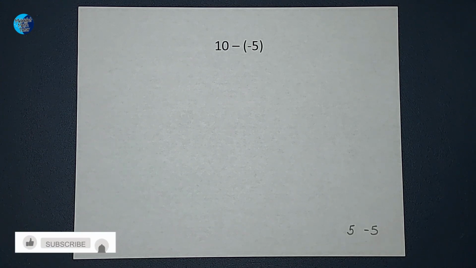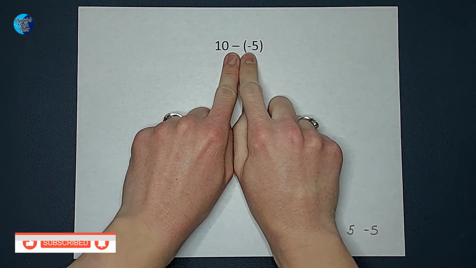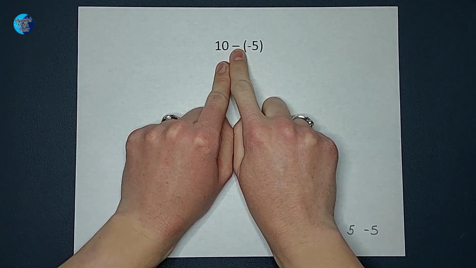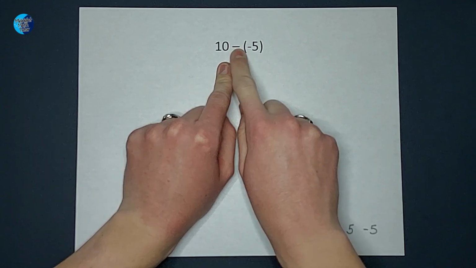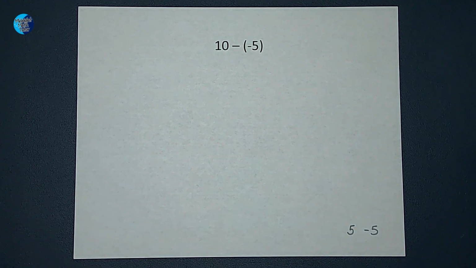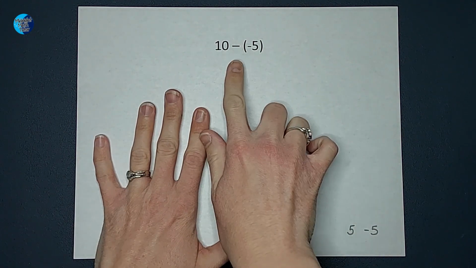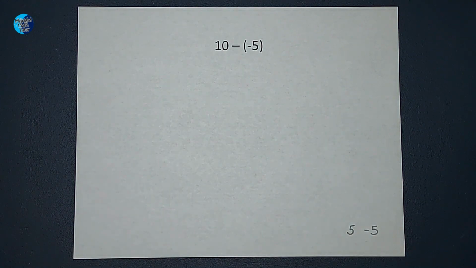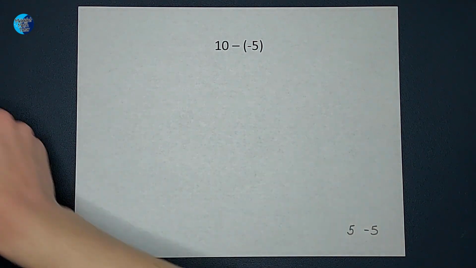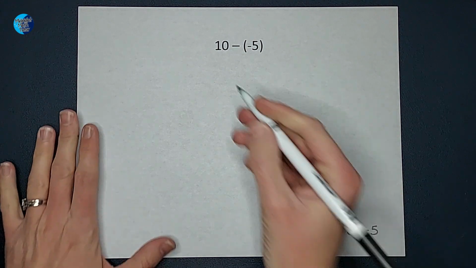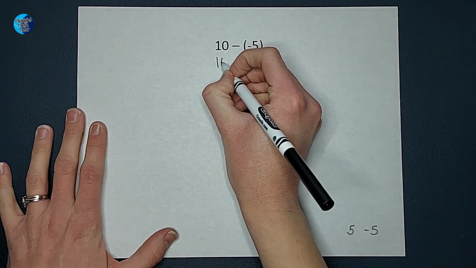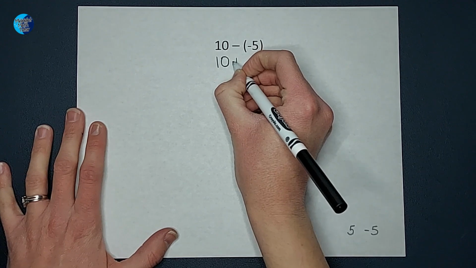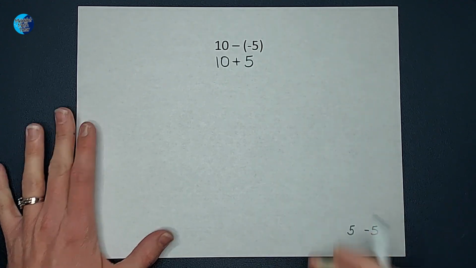So in this strategy, the first thing I ask myself is, are there any signs right next to each other? What I mean by that is like this minus a negative. There's 2 signs right next to each other, right? That can make it a little confusing for me personally, so I like to get it down to just 1 sign. So when I subtract a negative or take away a negative, it actually turns to a positive. So I can rewrite this as 10 plus 5.